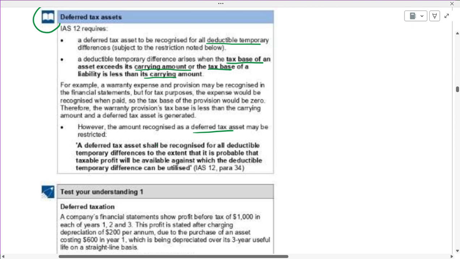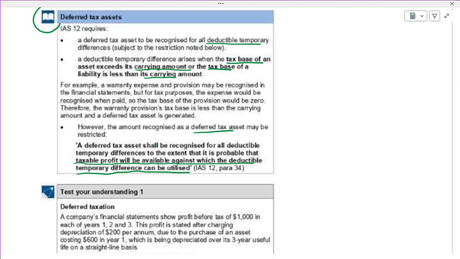They say that a deferred tax asset shall be recognized for all deductible differences to the extent that it is probable that taxable profit will be available against which the deductible temporary difference can be utilized. I will read this once again.